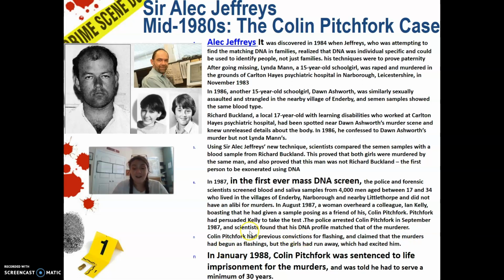But then they heard basically a rumor. A man had been joking at a bar saying that he had been paid to take the sample for another man. Another man paid him to do his sample for him. They found out who that man was who paid. It was this man, Colin Pitchfork. They got a warrant. They tested him. He was the guy.